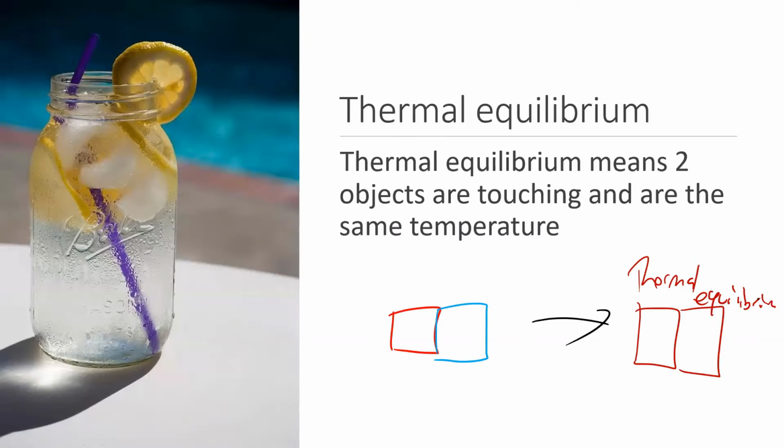If you cook dinner and you put it in the fridge and it's warm when it goes in the fridge, but then eventually cools down to the same temperature of the fridge, that's because it's reached thermal equilibrium. It's not going to get colder. Equilibrium has the word equal in it because equilibrium means equal. So thermally equal essentially is what that word means.